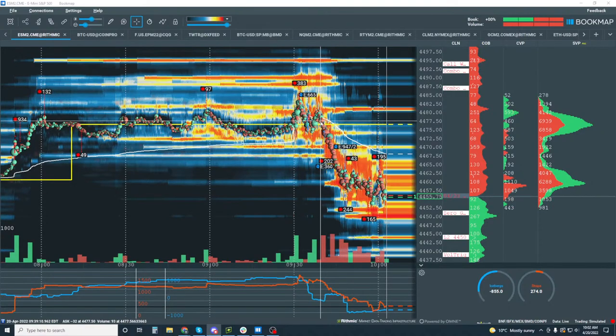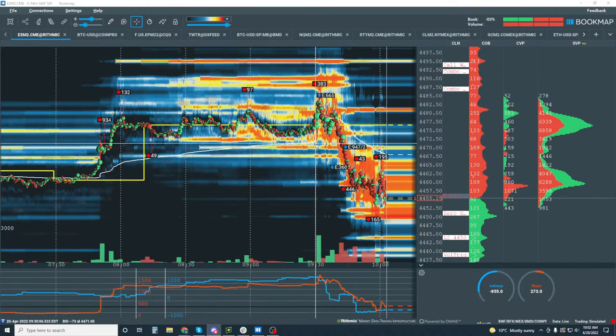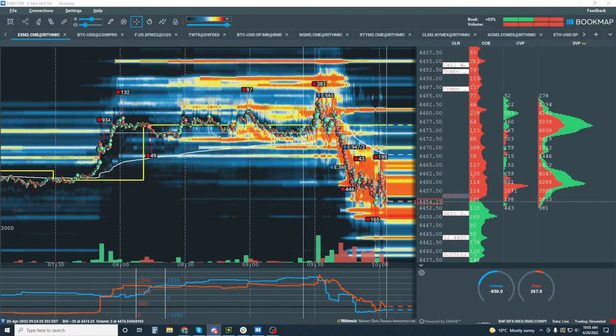So this is just classic. We look for this all the time, and this is the opening drive, right? So we typically see this kind of behavior right around 9:30. Usually a quick move in one direction and then the opposite drive the other direction.